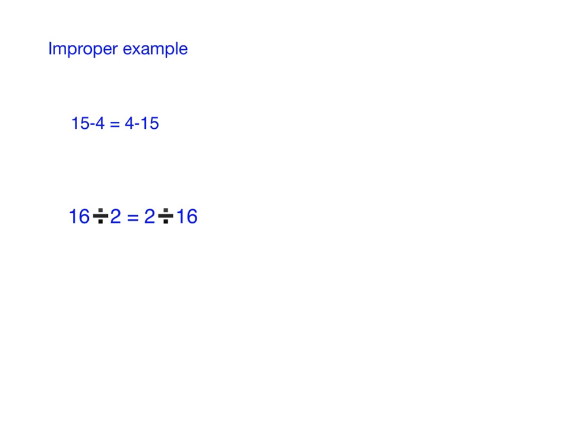An improper example is 15 minus 4 is equal to 4 minus 15. And another one is 16 divided by 2 is equal to 2 divided by 16. These are improper because if you switch them, you won't get the same answer.